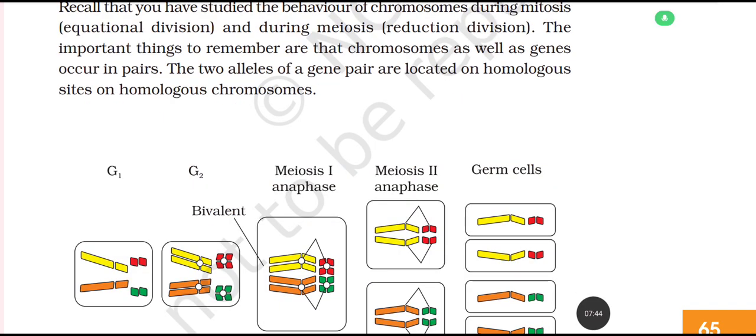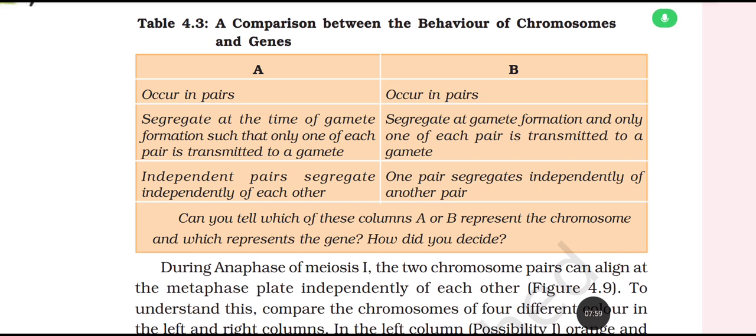The important things to remember are that chromosomes as well as genes occur in pairs. The two alleles of the gene pair are located on homologous sites on homologous chromosomes. Table 4.3: A comparison between the behavior of chromosomes and genes.